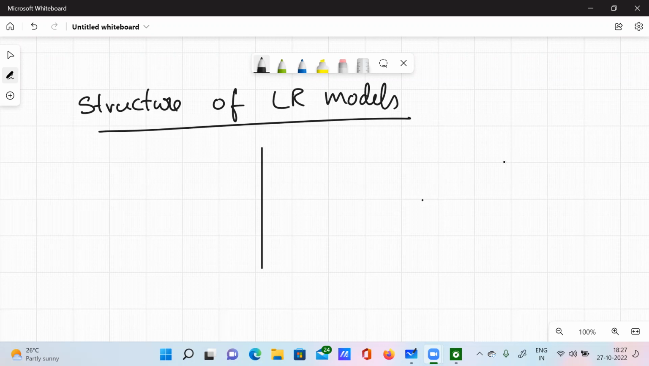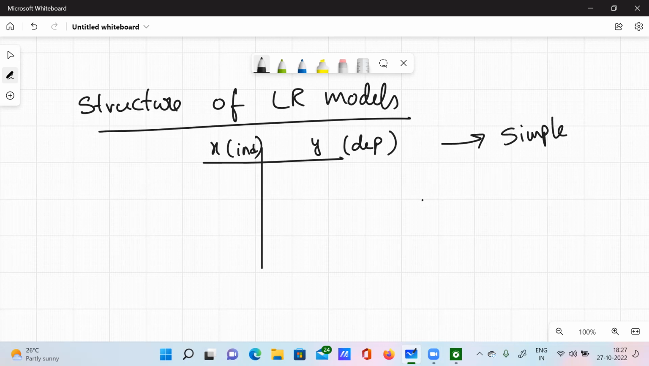For example, I was given some kind of data set, and these are my two columns. One is X and another one is Y. This is the dependent variable and this is my independent variable. When you have one single independent variable and one single dependent variable, you can call it a simple linear regression model. So this is nothing but a simple linear regression model.